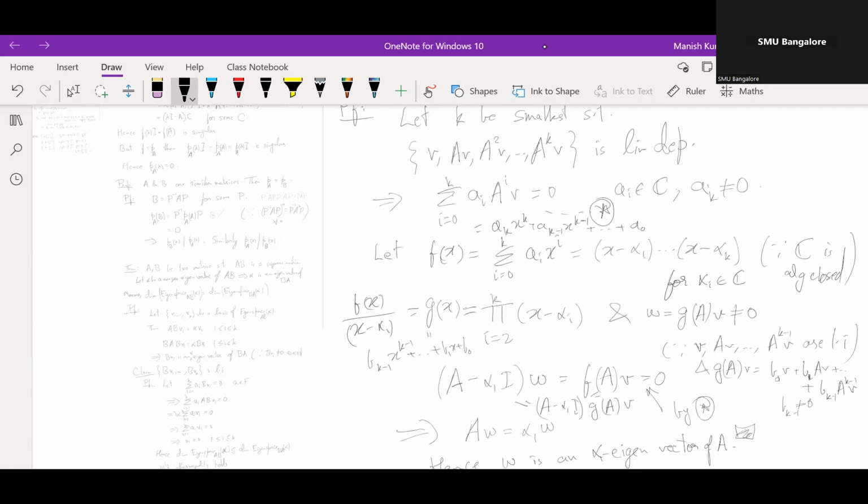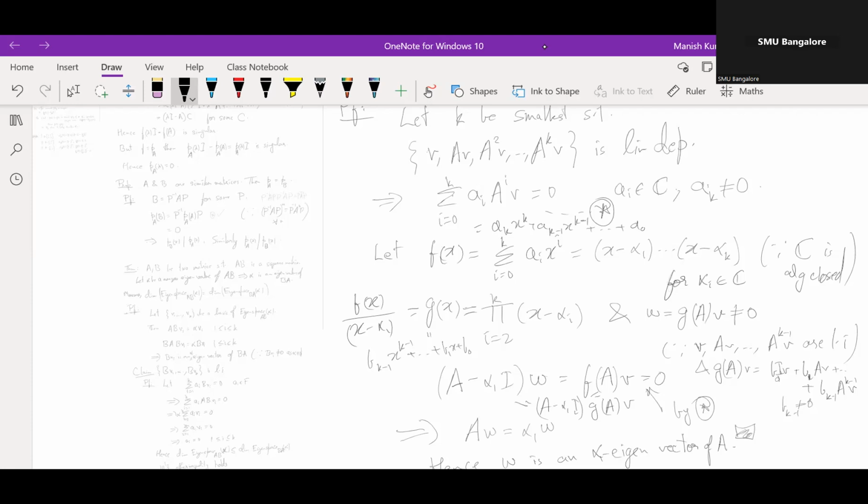So what is w? w is what you get when you plug in A for x in the expression of g and then multiply by v at the end. If you do that, this is b0 I times v, plus b1 A times v, up to b_{k-1} A^{k-1} times v. Here I've written it in the reverse order, but that's the only difference. Is that okay, Abdu?